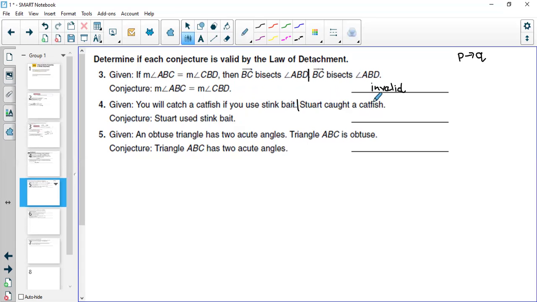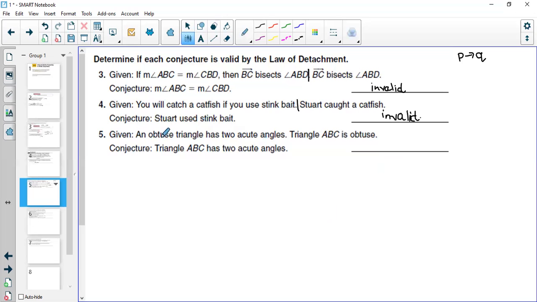Okay. Now, does that mean Stuart really used the stink bait only to catch the fish? No. Stuart could have used a net. Stuart could have used any other way to catch a catfish. So it's not necessary that he only used stink bait. So again, this conjecture becomes invalid. So this is how you need to think. You need to train your mind to think in all the different directions and all the possibilities. If all the possibilities are true, then the conjecture becomes true.